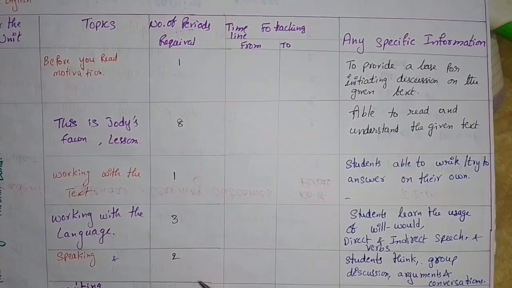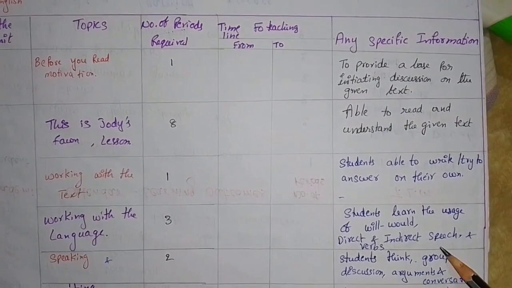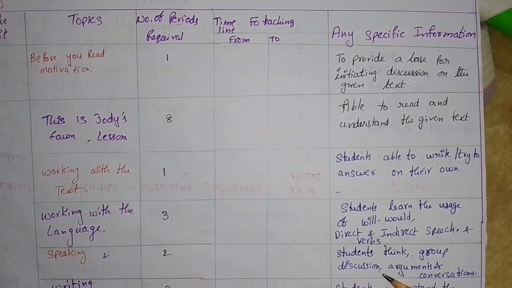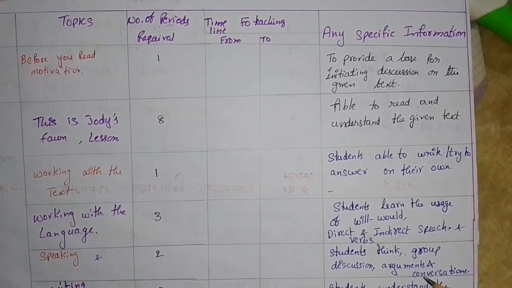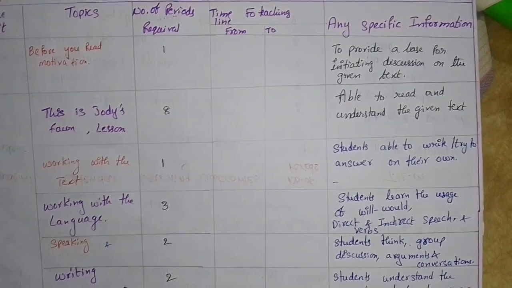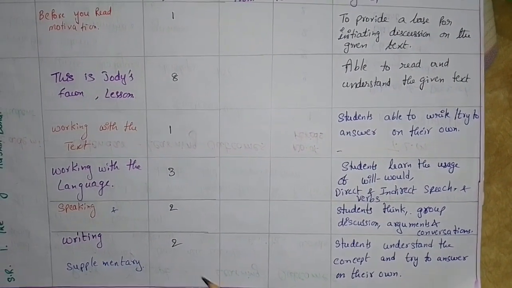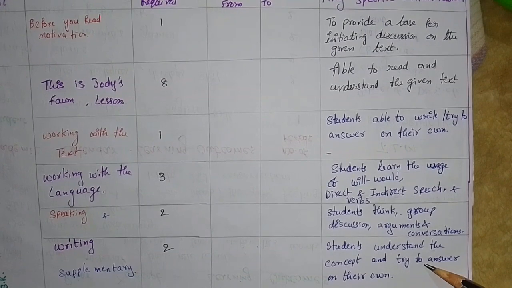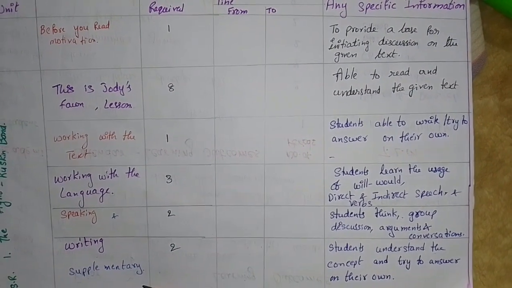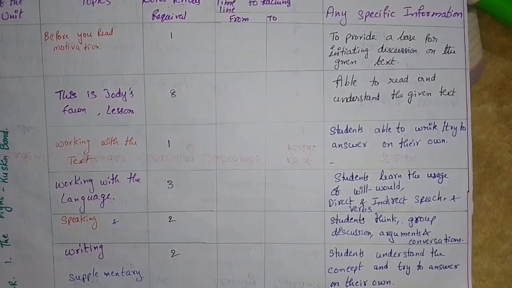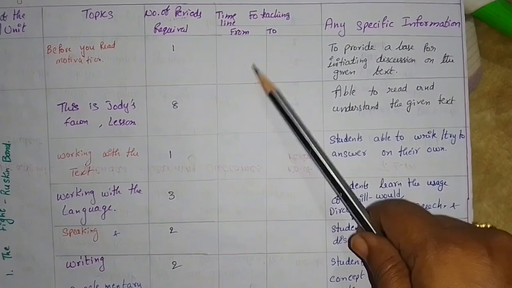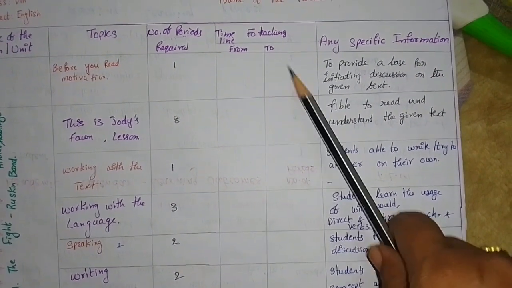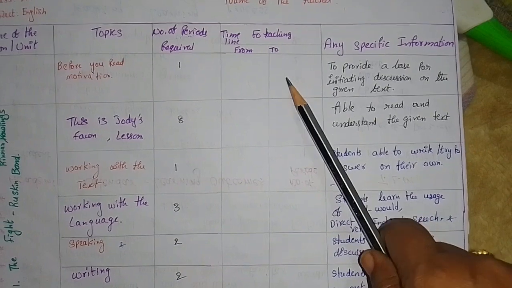In the speaking part, we need 2 periods. Students think, and they have group discussion, arguments and conversation. In the writing part, we need 2 periods. Students understand the concept and try to answer on their own. And for the supplementary also, we need 2 to 3 periods. Okay, the timeline from 2, you can write according to your teaching periods.